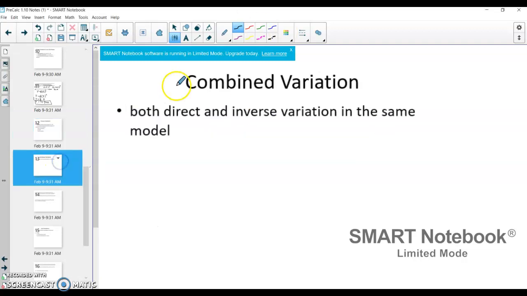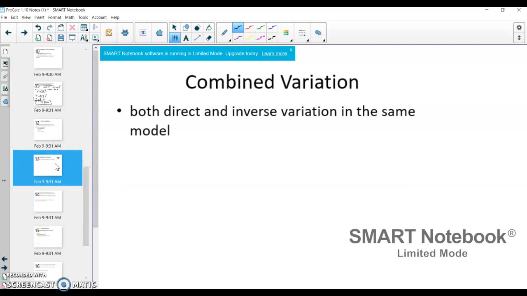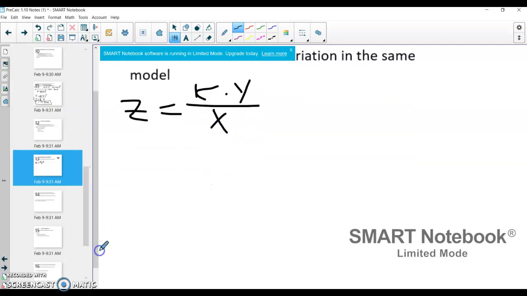We also have the combined variation, and this is going to be one where we have multiple on here. Let me see if I have it in a different one. No, it's here. The two different ways we could do this: now we're going to add a third variable because we're combining inverse and direct variation. So we're going to have z equals k times y divided by x, or z equals k times x divided by y.